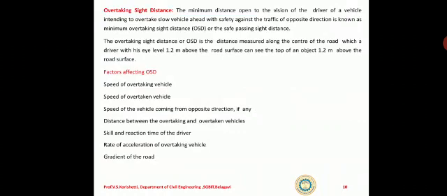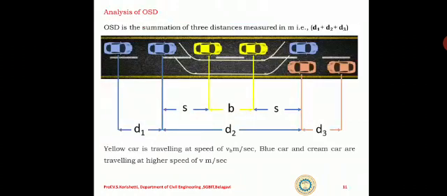Speeds of the overtaking vehicle, speeds of the overtaken vehicle, speeds of the vehicle coming from the opposite direction if any, then the distance between the overtaking and overtaken vehicles, skill and the reaction time of the driver, rate of acceleration of the overtaking vehicle, gradient of the road. These are simply the factors affecting OSD. Then, how to analyze this overtaking sight distance?